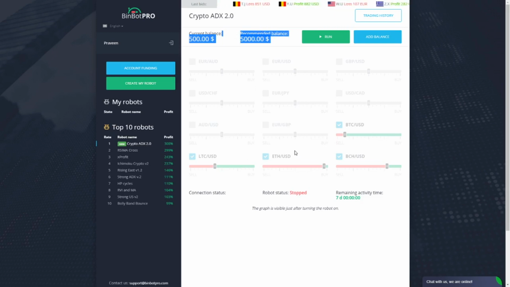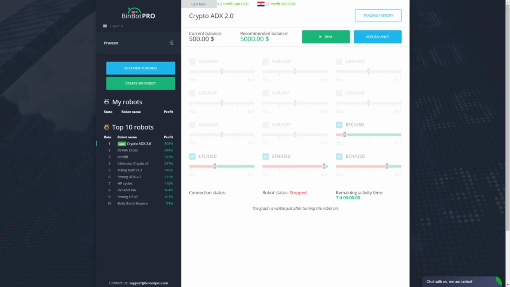When you see the recommended balance, to use crypto ADX you need to have a recommended balance of at least $5,000. That's why this robot has a higher profit margin, because you need $5,000 to have a successful trading session with this particular robot. Since we only have $500 over here, we cannot go ahead and trade with crypto ADX. We can. I did this with the ADX robot before, but what happened is your trading session will not be that successful. You have to keep this in mind.